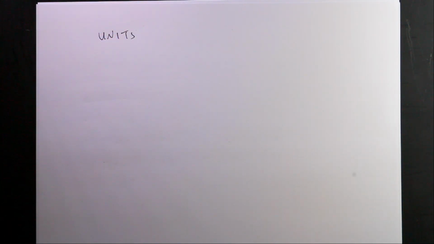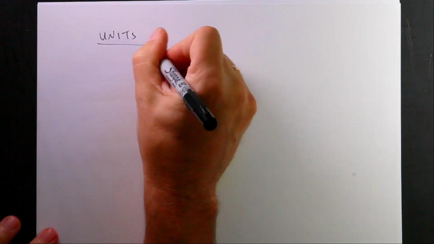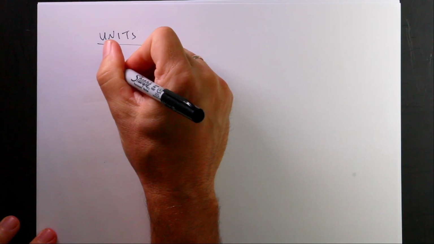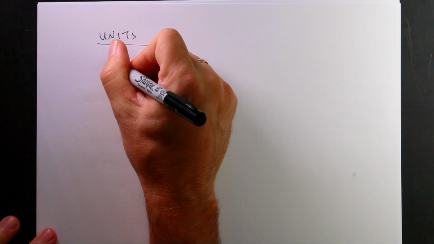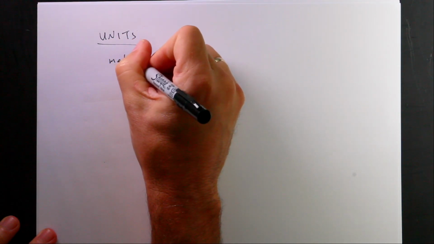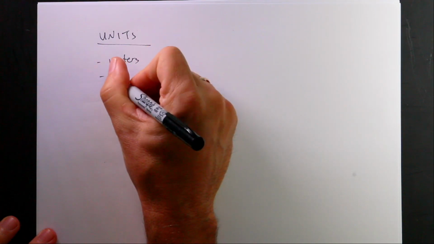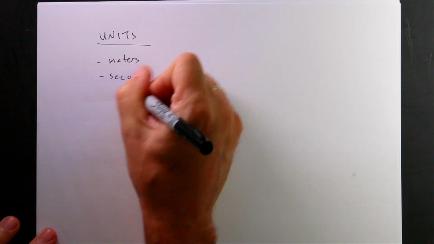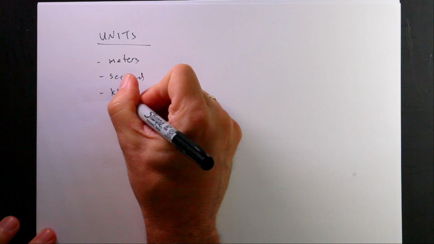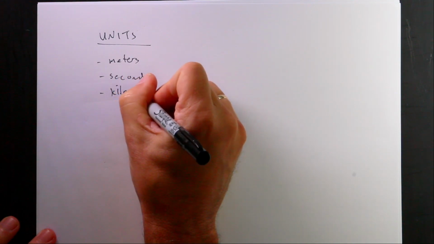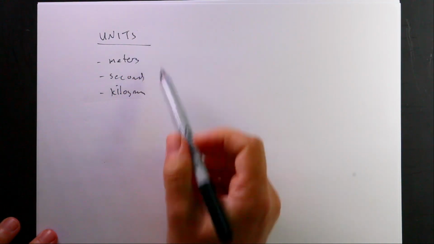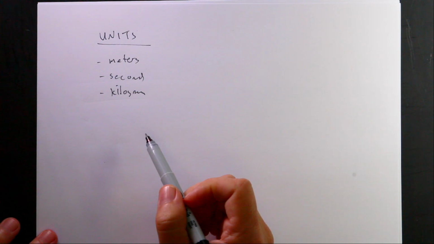So if I measure stuff, then we have to have units. Some of the most common units, the base units that we're going to have, are distance in meters, time in seconds, and mass in kilograms. And pretty much everything is composed of these 3 units in different ways.